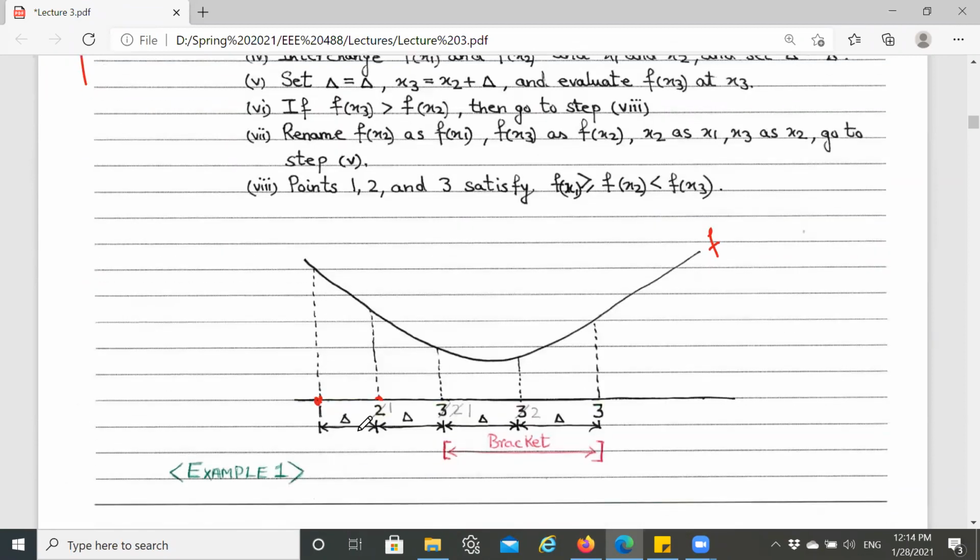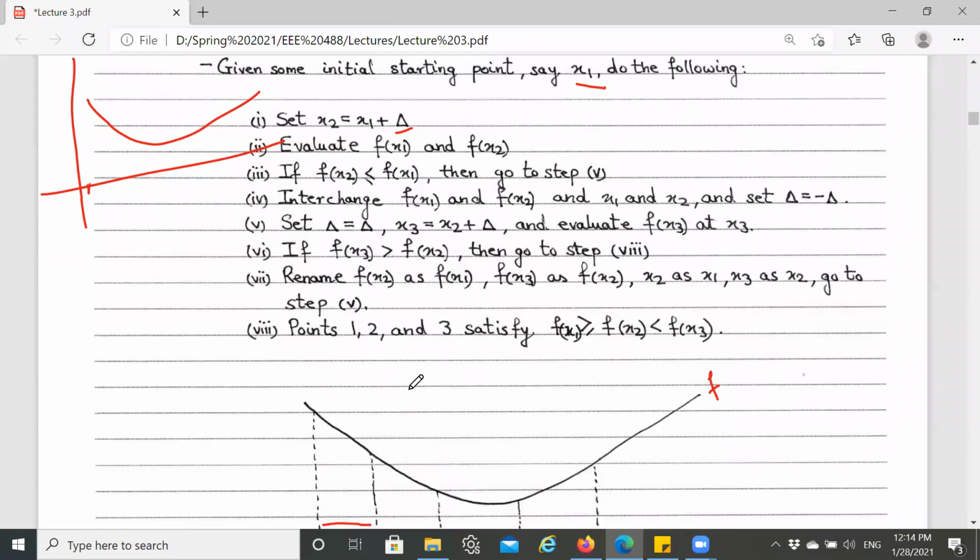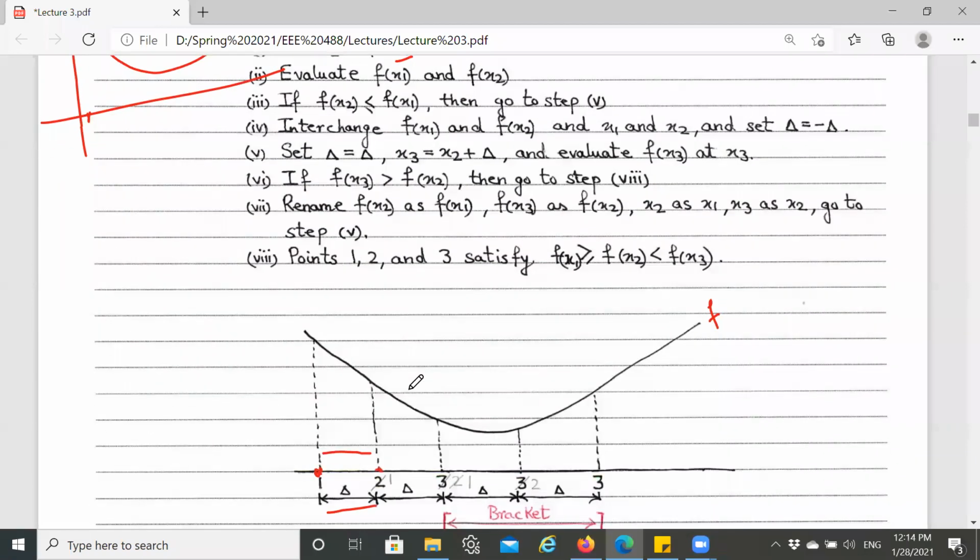Okay. So over here, what we do is we do x2 is equal to x1 plus delta. So the distance between these 2 points is delta. Okay. Now we evaluate the function at these points, x1 and x2. So this is f of x1, and this is f of x2.